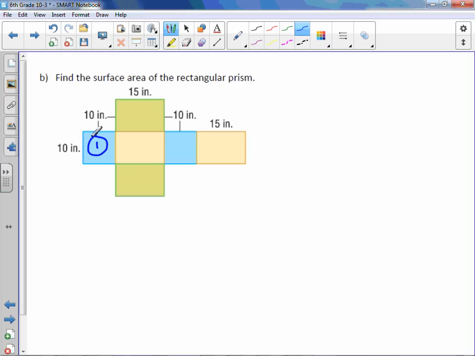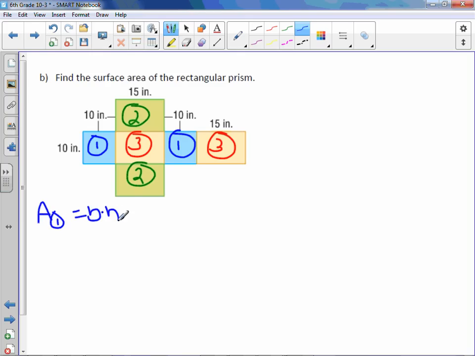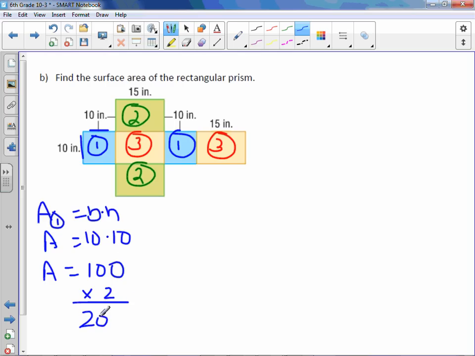Here's one rectangle, second rectangle, and a third rectangle. And remember, these match up with their corresponding opposite side. So area of 1, base times height, which is 10 and 10. 10 times 10 is 100. There are 2 of them, so multiply by 2. And the blue faces are 200.